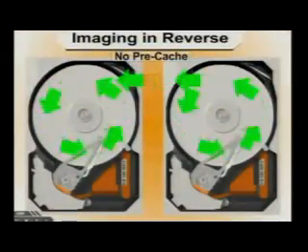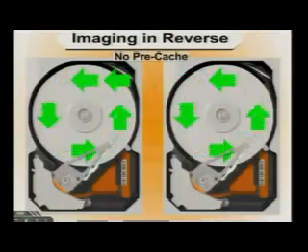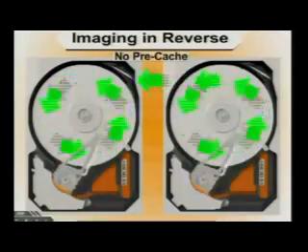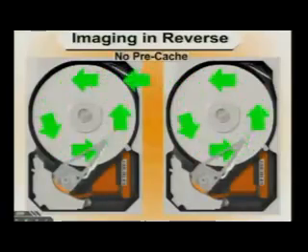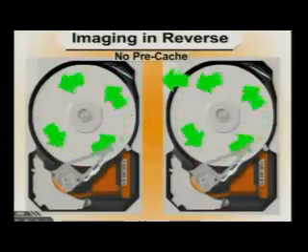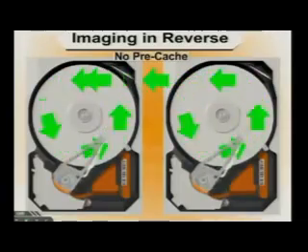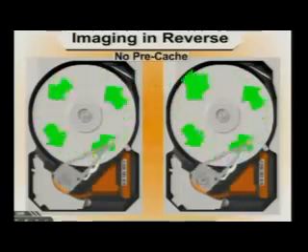The second thing that you can do in a lot of cases where you have a bad drive, and this doesn't require you to have a duplicate that's exactly the same, you just need a second drive that's larger than the first drive to copy your data onto. And this would be to image your drive in reverse.